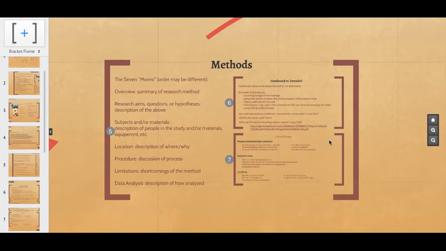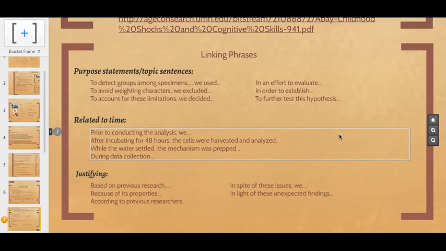So at the end of the last video, we were talking about the methods section, and I was talking about these linking verbs, these linking phrases. So the other linking phrases are related to time. I had to cut the last video short for a second, so I'm just going to continue a bit here.